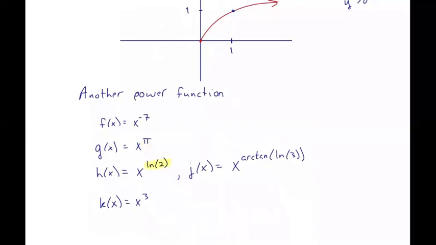Natural log of 2. Remember, that is a constant. You can plug that into a calculator, you get some decimal number. It's also an irrational number. x to that irrational number is a power function. x cubed, a simpler power function. This one actually counts as a polynomial as well. And then lastly, x to the arctangent of natural log of 3. Sure, you could plug 3 into natural log and then take that output and plug it into arctangent, and that decimal number can be x's exponent, and this is also a power function.